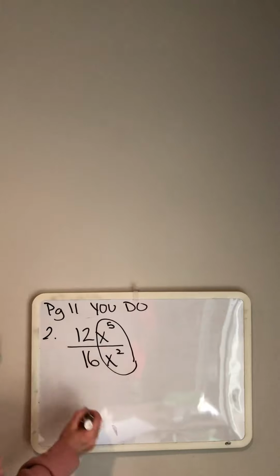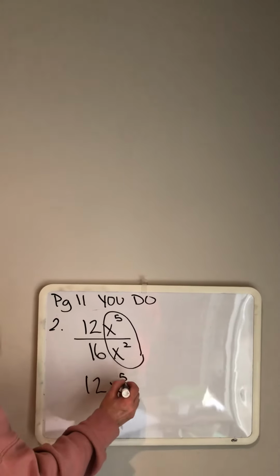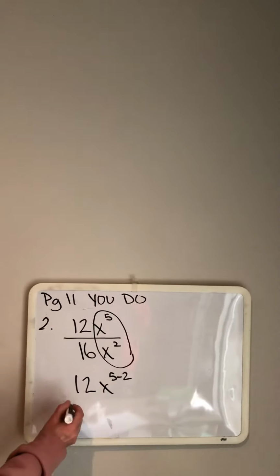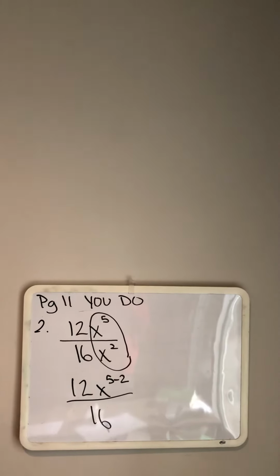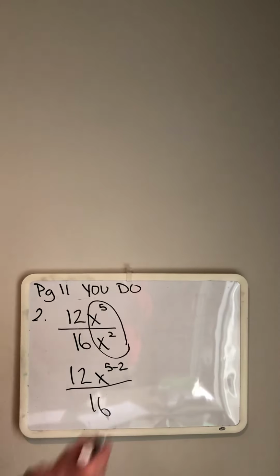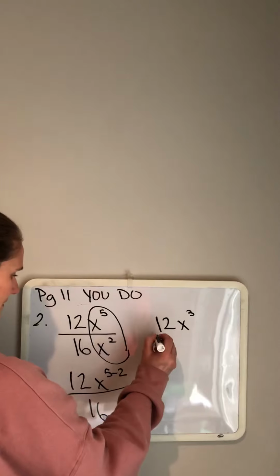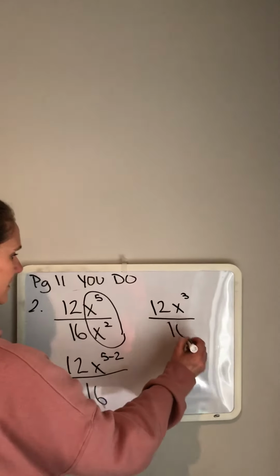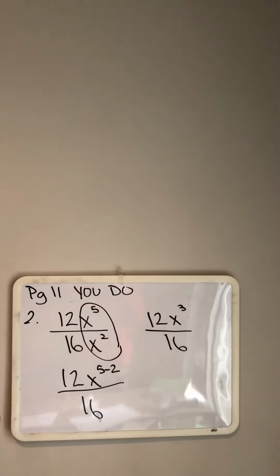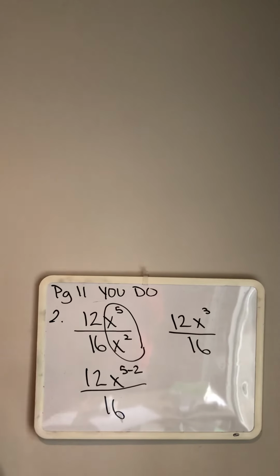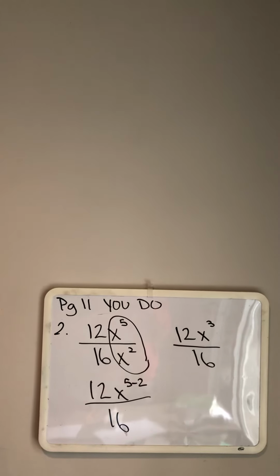So in your numerator, you're going to have 12 x to the 5 minus 2 over 16. 5 minus 2 is 3. So you have 12 x to the 3rd over 16. Now you see you have 12 sixteenths. Now those are not exponents. They're normal coefficients.